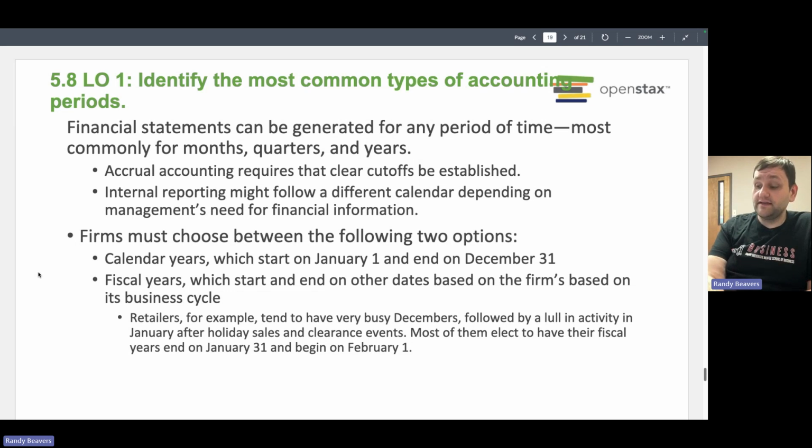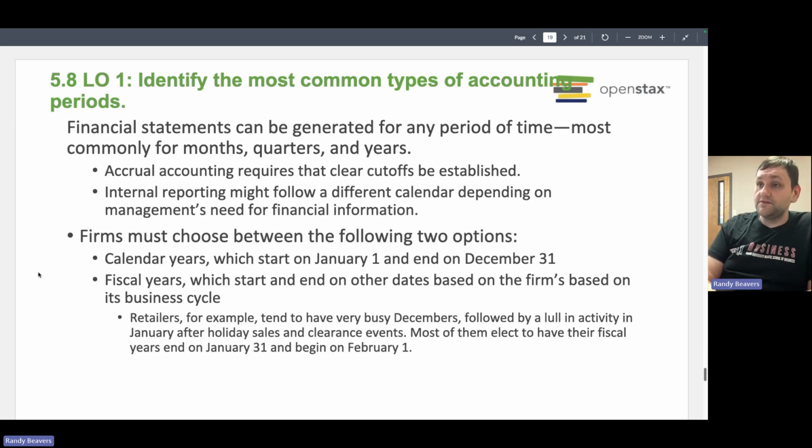Accrual accounting requires that clear cutoffs are established, and the internal reporting will follow a different calendar depending on management's need for financial information. So there's going to be external statements that are required by investors, government, and then you've got internal working documents like your budgets that only the managers see to help them make their decisions.